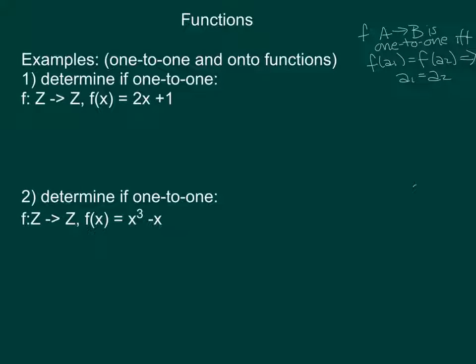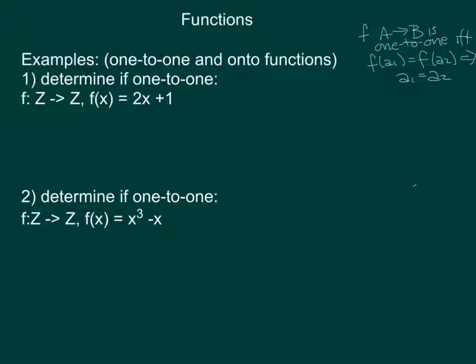So I'm going to remind you of that fact we're going to use in our proofs. To show a function as one-to-one, we have to show that if f of a1 is equal to f of a2, in other words, these a1 and a2 map to the same element in B, it is necessarily true that a1 is equal to a2.